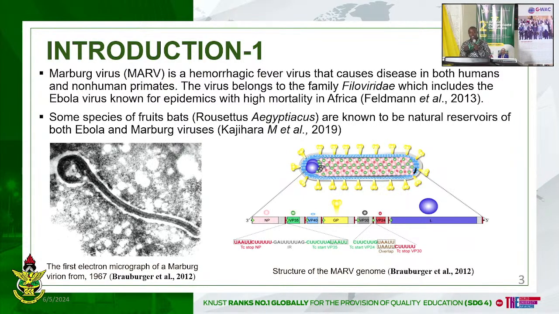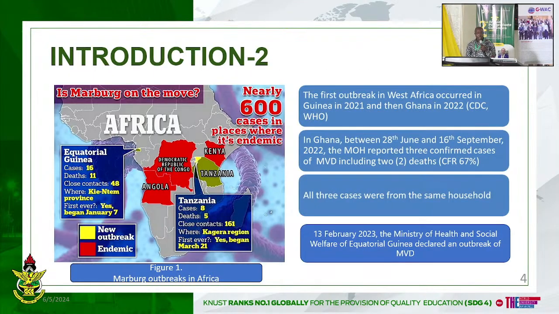We realized that Marburg and Ebola virus are sister viruses belonging to the family Filoviridae. And we know also that Marburg can be found naturally in the Egyptian rosette bat, which is also a common fruit bat in some parts of Ghana. Marburg has been restricted to East Africa, precisely Democratic Republic of Congo, Kenya, Angola, and some parts of Uganda. But it is not known in West Africa.